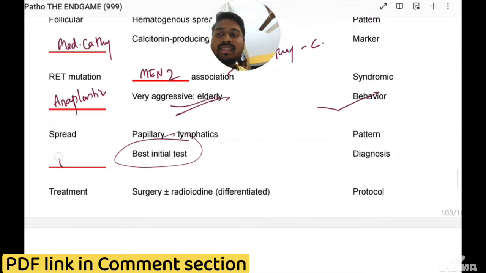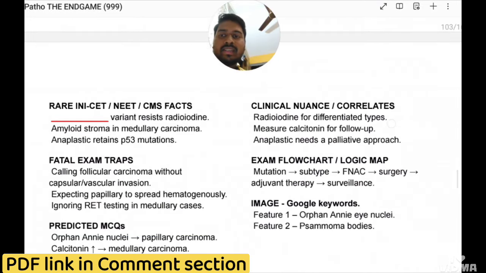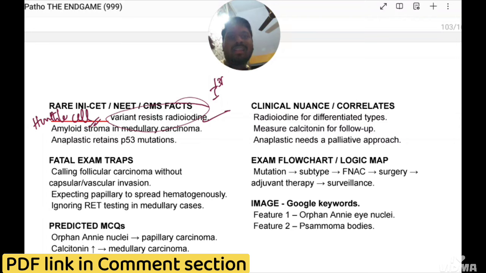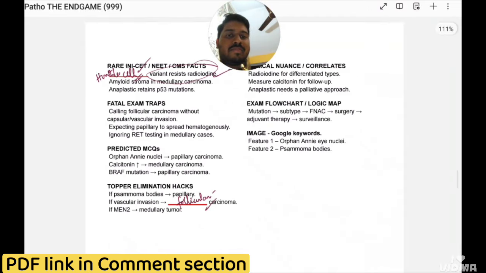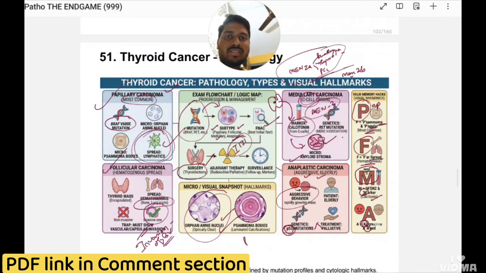Which is the best initial test? It is FNAC. And which variant resists radioiodine? See, radioiodine is used as a treatment, I told, iodine 131. So basically, there is one variant known as Hurthle cell variant, okay. Hurthle cell variant which resists radioiodine, whereas medullary thyroid carcinoma and anaplastic also have some radioiodine resistant properties. But in MCQ, if it is asked, remember Hurthle cell carcinoma. If vascular invasion, I told you, always remember follicular carcinoma of thyroid, okay. So I think I have discussed almost everything. So this single image has so many MCQs. I think around 15 MCQs can be asked based on just images given in this single slide.